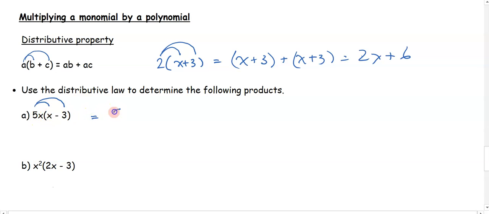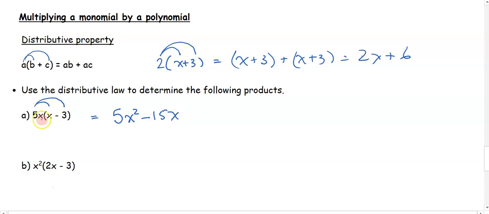So 5x times x. Now we're not adding, we're multiplying. That is not 6x, right? So when you're multiplying, you multiply 5 times 1, and then you multiply x times x. Be careful, right? We're switching between multiplying and adding here. You got to know which is which. Now I'm going to go 5x times -3, and I'm going to get -15x.